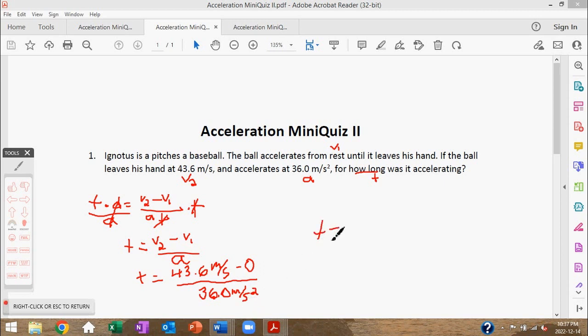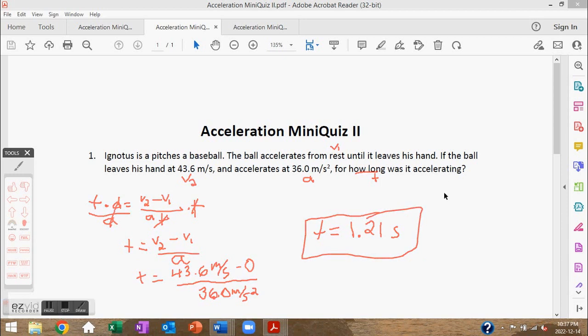And we end up with our time is equal to 43.6 minus 0, which I can do in my head, which is just 43.6 divided by 36, and that's 1.21111111111, and so on. But looking at significant digits, it's going to have 3 significant digits, so 1.21. The next digit would be a 1. That is low enough that it will round down to just 1.21. And our units are going to be seconds. Lovely. All right, moving on.